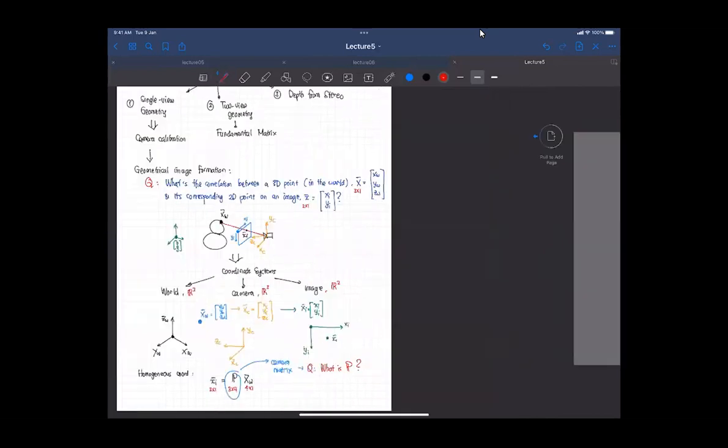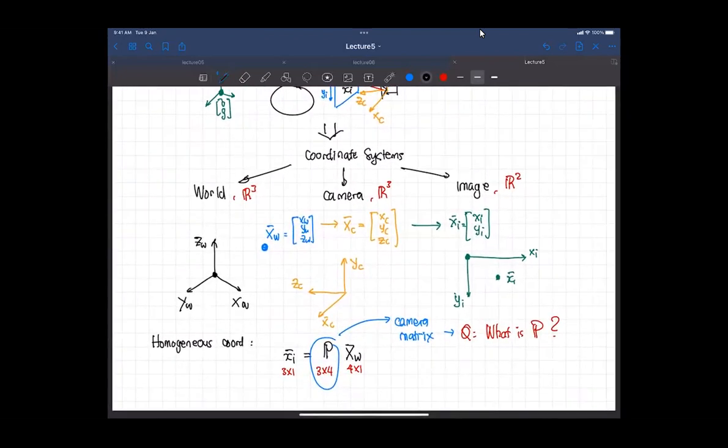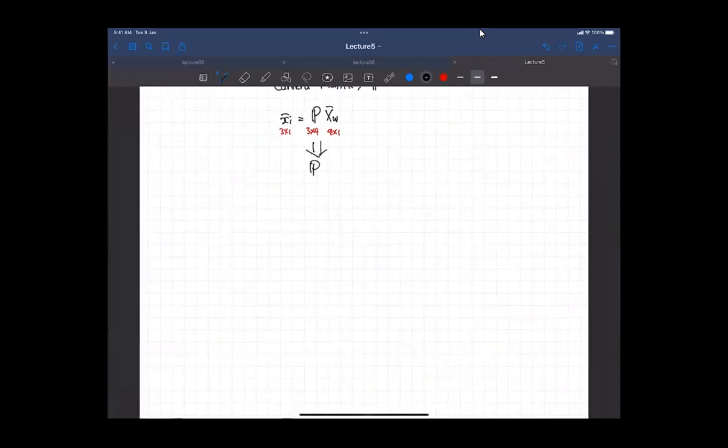Okay, so if there are no questions, let's look at the camera matrix P. We know that if you transform XW with P, then you will get XI. And this one is 4 by 1, 3 by 1, 3 by 4. Now, the question is, what is P? As we know from this diagram here, there are two different transformations. One is from the world into the camera, and the camera to the image. So the matrix P here consists of two different types of transformation: world to camera, and camera to image.